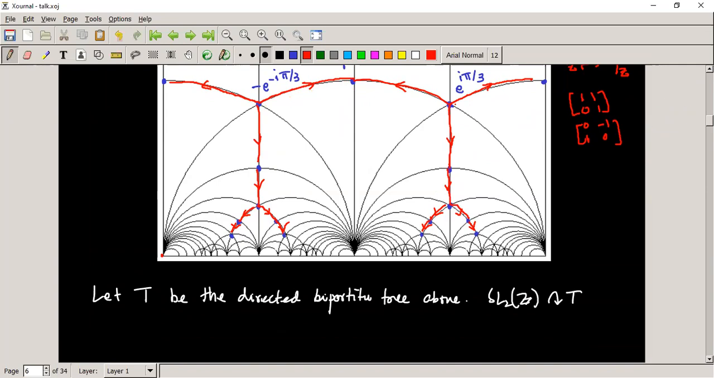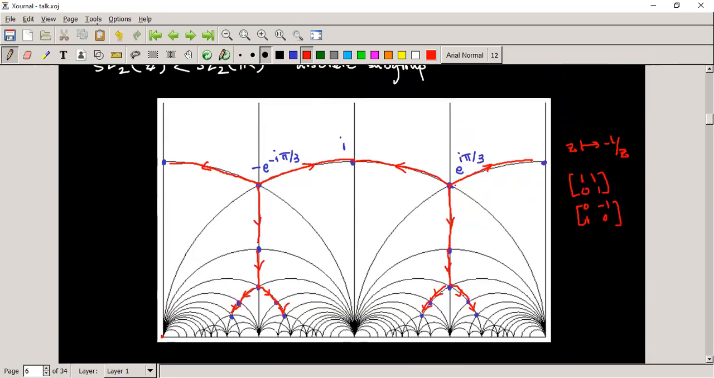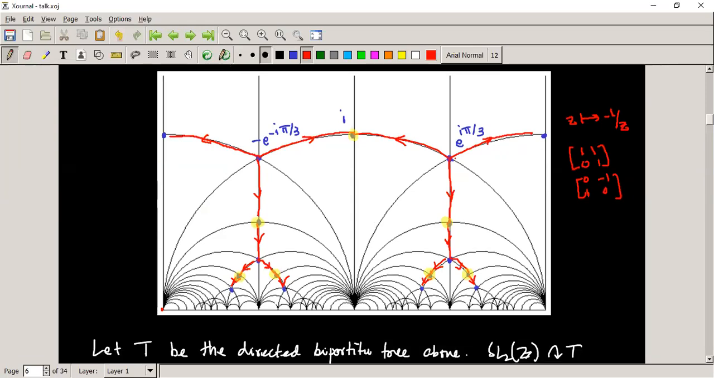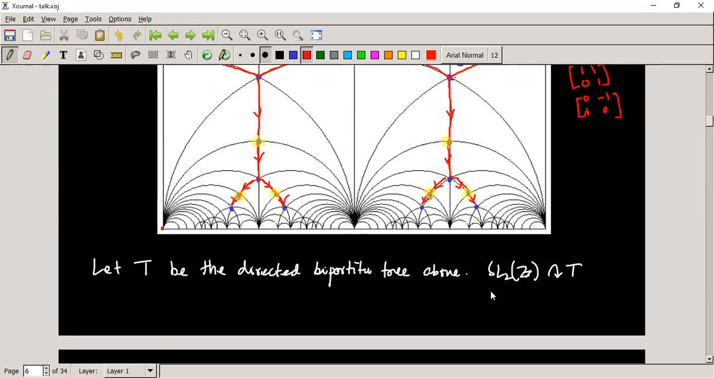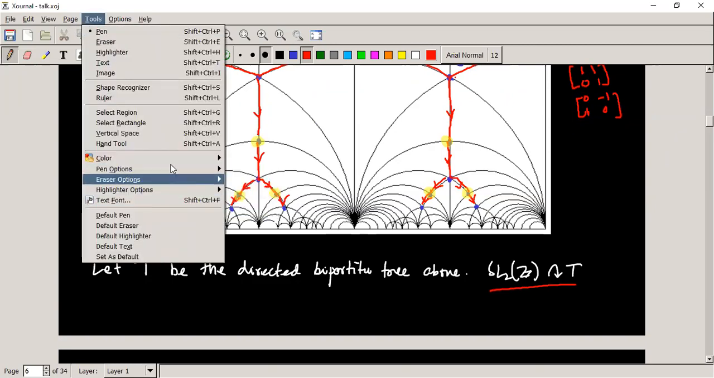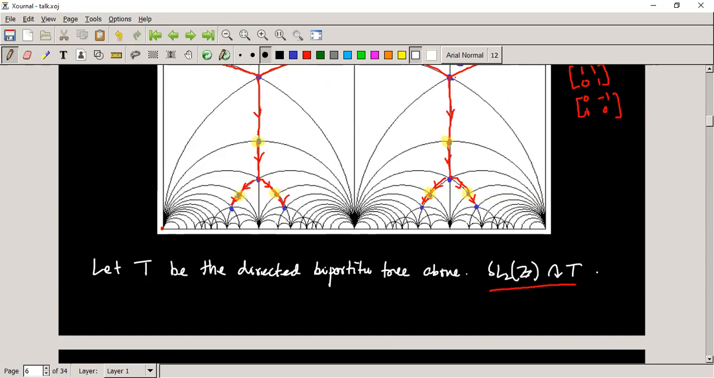Yeah, so let's see. So these are the translates of i. And the blue ones are the translates of e to the power i pi over 3. So you get a natural action of SL2Z on a tree. So this is our first example of a group acting on a tree.